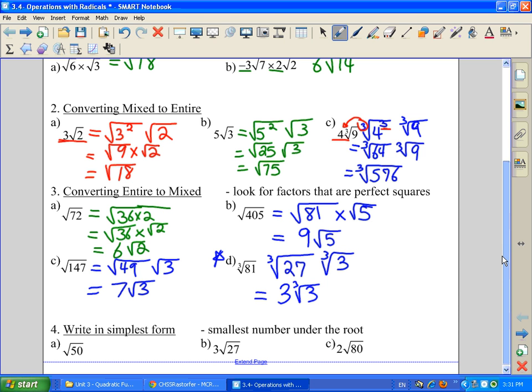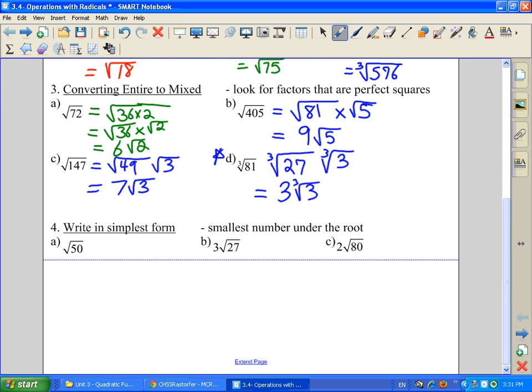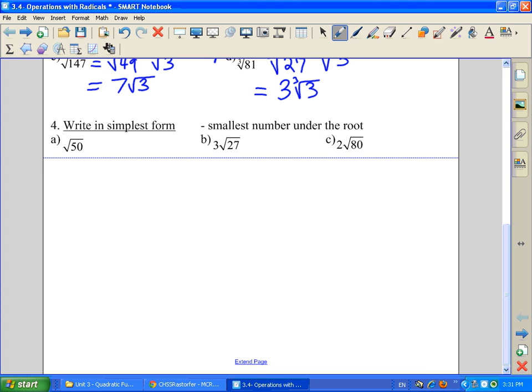All right. Moving on here, I'm just going to extend the page up. Write in simplest form. So basically, you're converting it to mixed. Taking a look, we've got root 50. Again, you should recognize root 25 times root 2, which is 5 root 2.